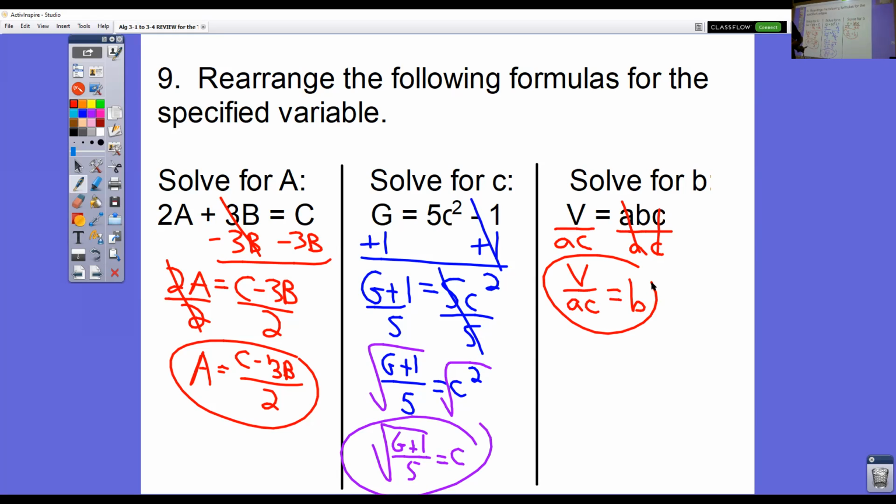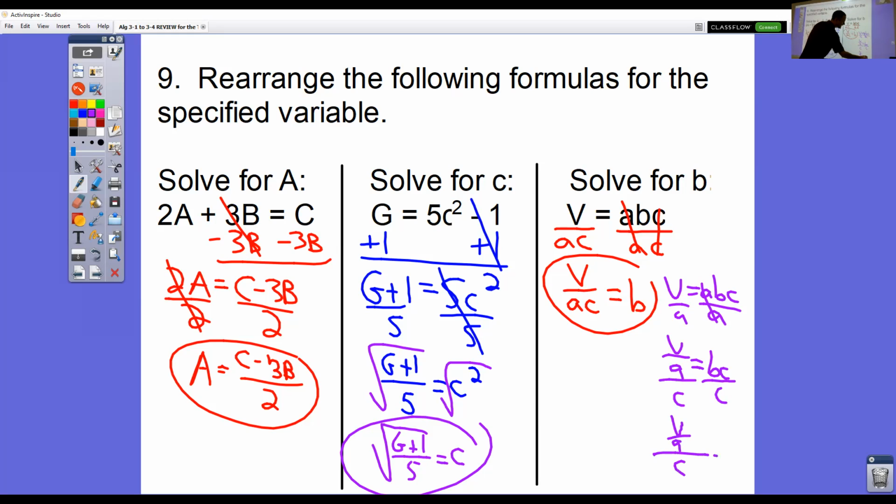You could do things individually as well. If you wanted to do things individually, when we had V equals ABC, we could divide by A first. So V divided by A equals BC. Now we have B times C. Divide by C, divide that whole thing by C. So we have V divided by A, which is all divided by C equals B. You could have also switched that around and divided by C first and then divided by A. So there's really 3 different answers here. This one is the preferred way though. Just divide by everything except for the letter that you're solving for when there's 3 things being multiplied together.